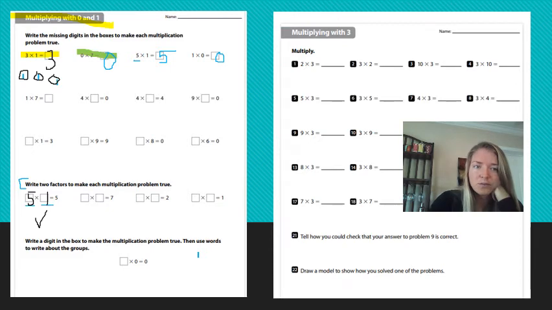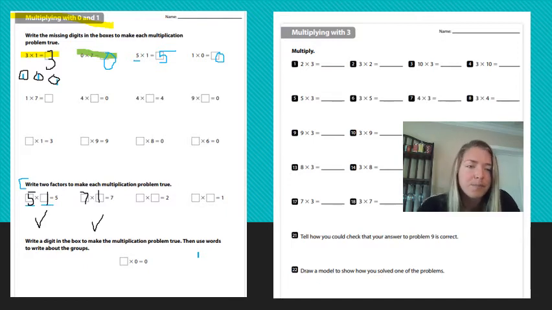The next one, blank times blank equals 7. Again, I know any number multiplied by 1 is itself, so I can take 7 times 1 equals 7. That's true too. You can go ahead and complete those next two on your own later.